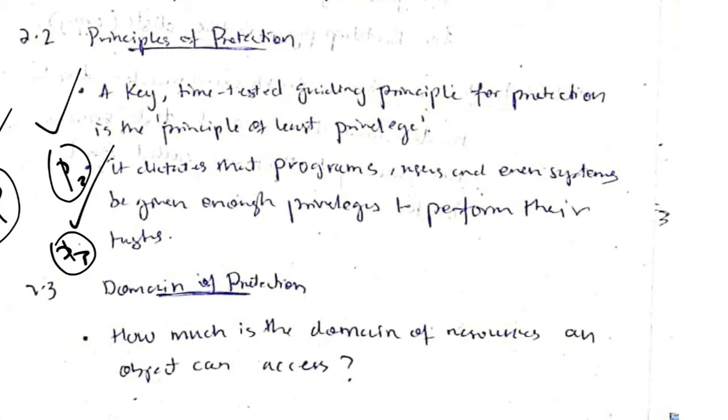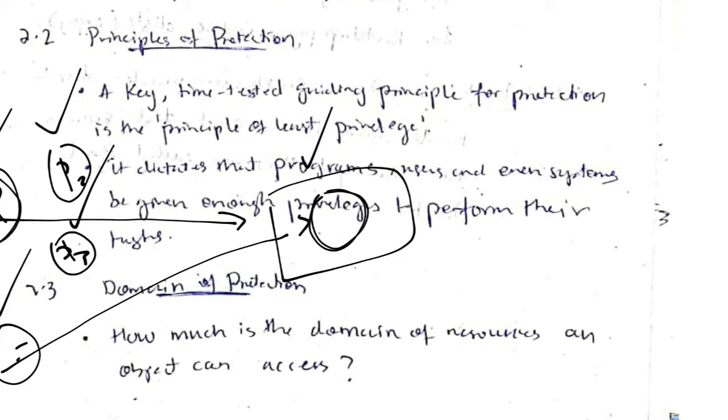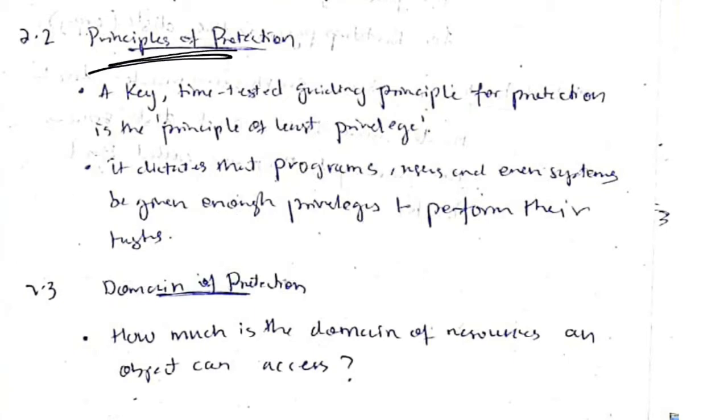For carrying out the work, for example, if P1 wants to print some data to the screen, it will be given the provision to read the data from the memory and permission to print the data onto the screen. These two will only be given to the process P1. Everything else will not be given because it's not needed by the process. So this is the principle of protection.